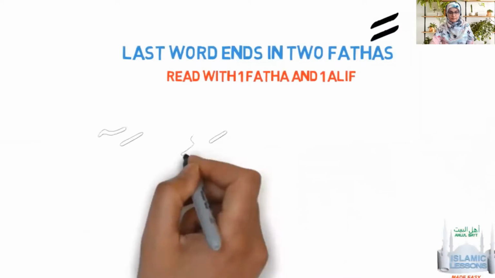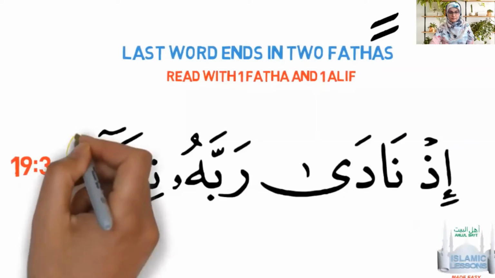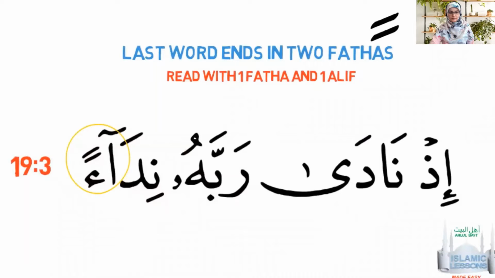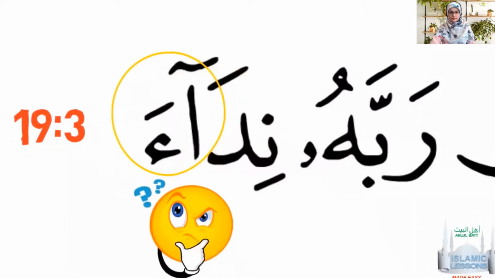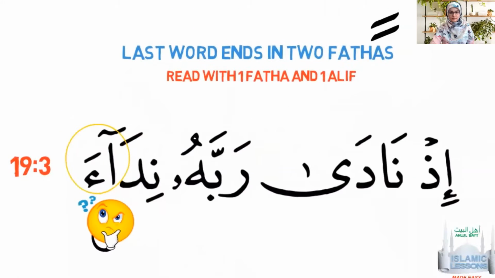In this example, it has 2 fathas. The word reads nida'an. We said when we are reading and come to a stop, we read it with 1 fatha and 1 alif. Where is the alif? The same rule applies here. We simply place the alif in its place and read it with 1 fatha. Now we read it as nida'a.